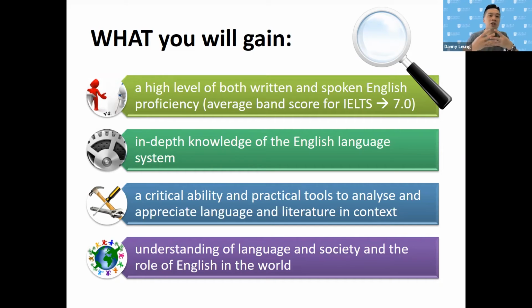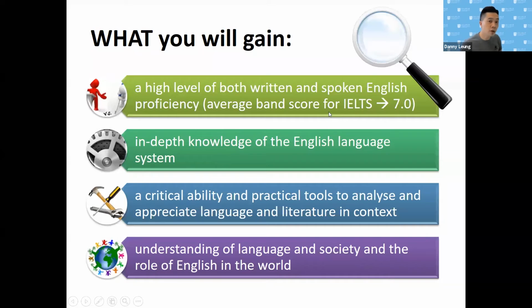So how would studying English as a major be different from studying English as just a subject in your primary school and secondary school? Let's take a look here. What you will gain after graduation from these two English language studies degrees. Here we are. The very first one, a high level of both written and spoken English proficiency. Now, let me just tell you that all our English single degree and English double degree students have to take the IELTS course. I'm sure everybody knows what's meant by IELTS. It is a public English exam and is recognized worldwide.